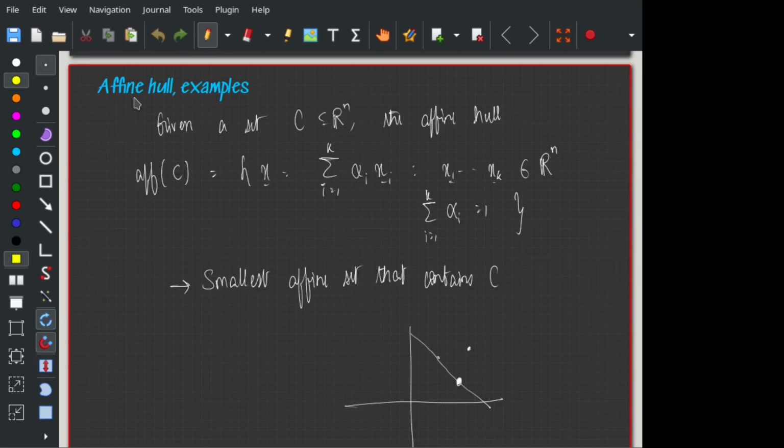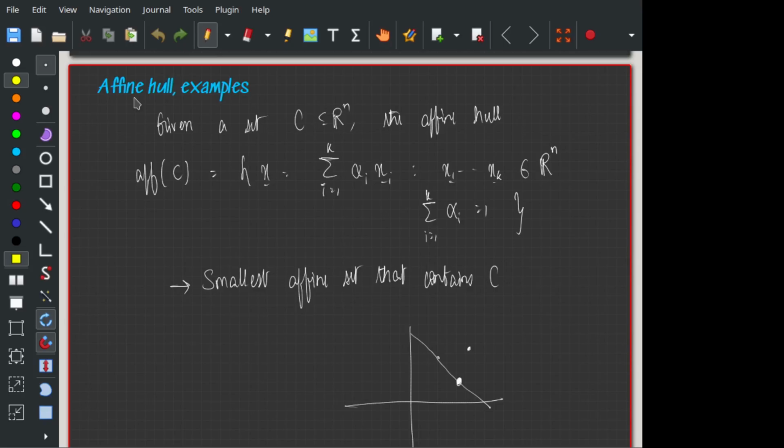For example, I take 2 points. That forms a set. This is not affine. You agree? Just 2 points, any 2 points, just separated in space. Now, what is the affine hull of this particular set? The line passing through these 2 points.